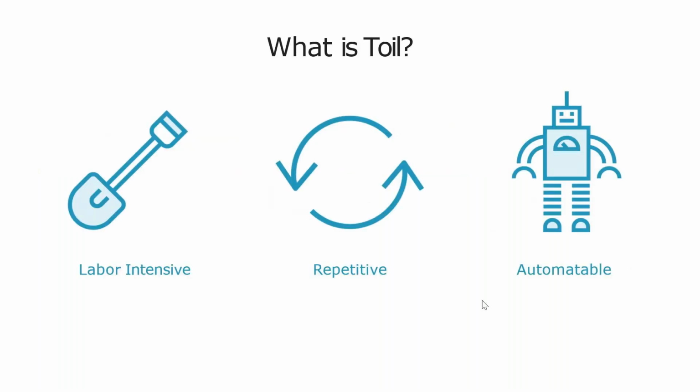So what is toil? Toil, which we discussed, is anything which is labor intensive, repetitive work, and something which can be automated. If it can be automated, that is considered to be toil.